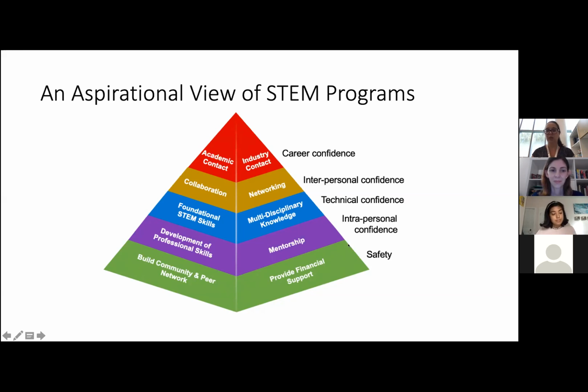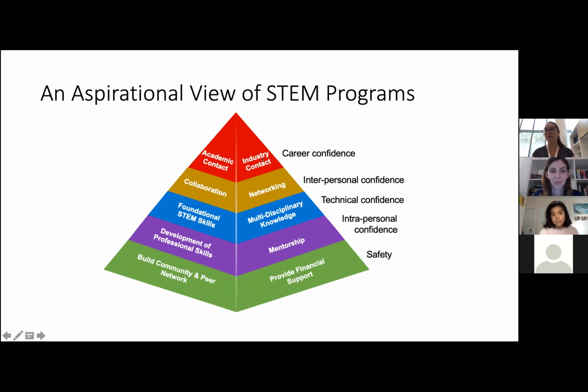I think it begins with creating a foundation where people feel secure and supported. They have peers they can look to for advice and suggestions, and they feel like they're part of the community. They need to build their intrapersonal confidence through professional skills, by having mentors they can really rely on. From there, add in the technical skills, and then branch out to build networks beyond the local community, because you have that confidence and know-how, and use that to build collaborations and pursue careers, whether academic, industry, or otherwise.